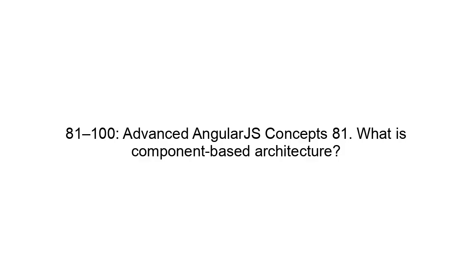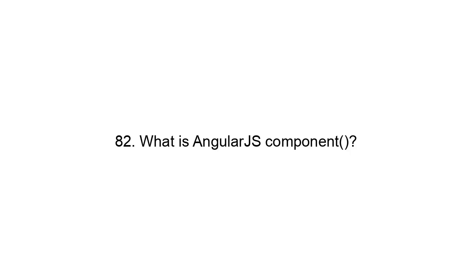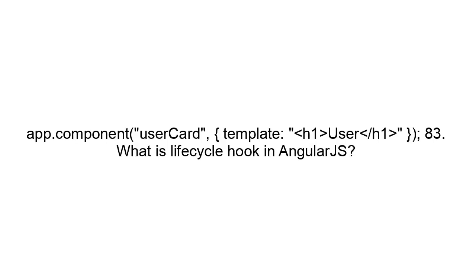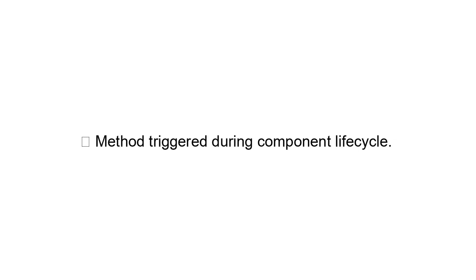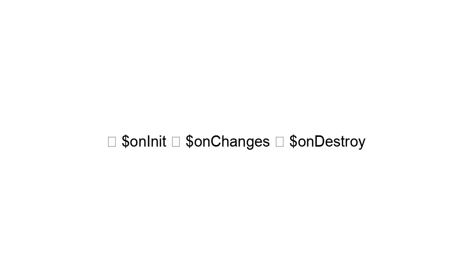81 to 100. Advanced AngularJS concepts. 81. What is component-based architecture? Building UI using reusable components. 82. What is AngularJS component? Simplified component creation API. Example: app.component('userCard', { template: '<h1>User</h1>' }). 83. What is lifecycle hook in AngularJS? Method triggered during component lifecycle. 84. Common AngularJS lifecycle hooks. $onInit, $onChanges, $onDestroy.